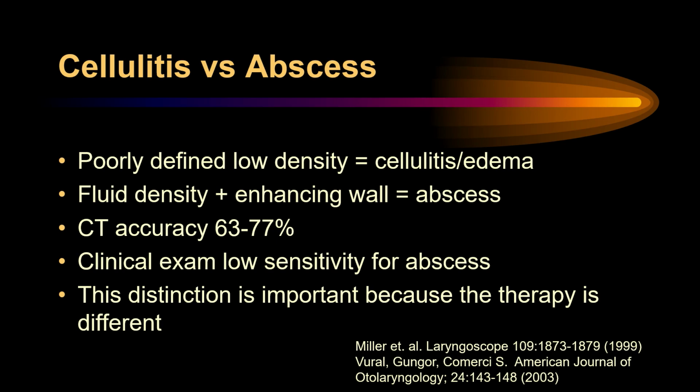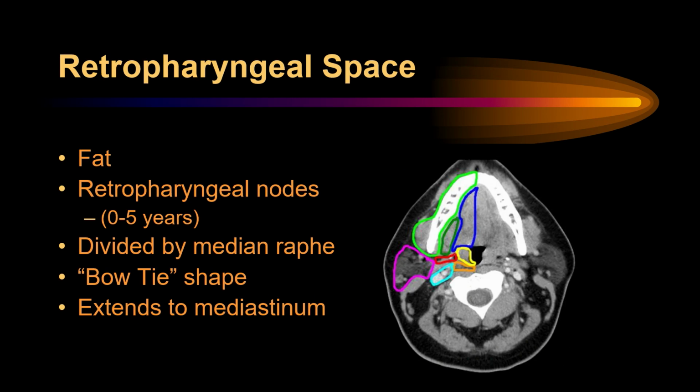Our accuracy is not great. I reviewed several series of both pediatric and adult patients, and the CT accuracy was 63 to 77%. But as I showed you in those clinical images, the clinician has no clue. Really very, very difficult clinically to assess whether that tonsillitis has suppurated and you have an abscess, or whether it's just cellulitis. And the distinction, of course, is important because the treatment is different.